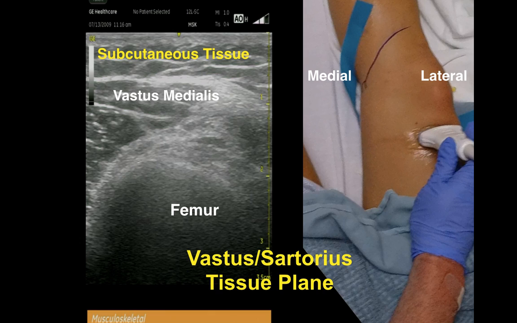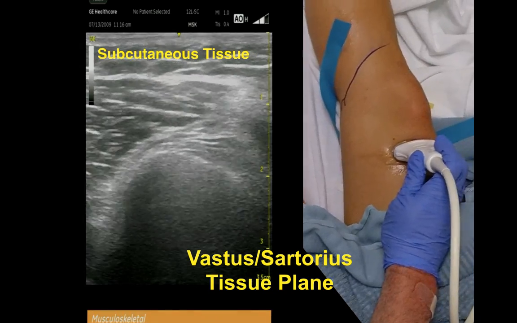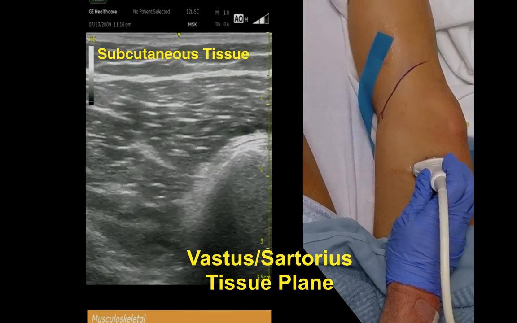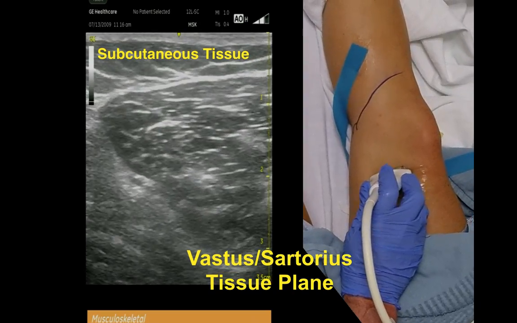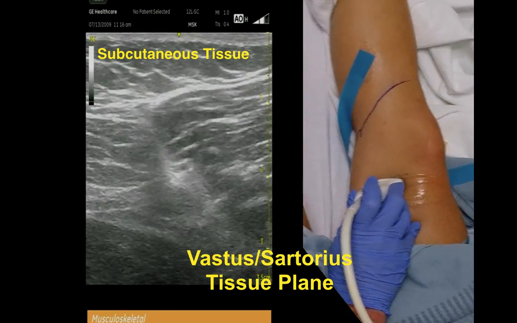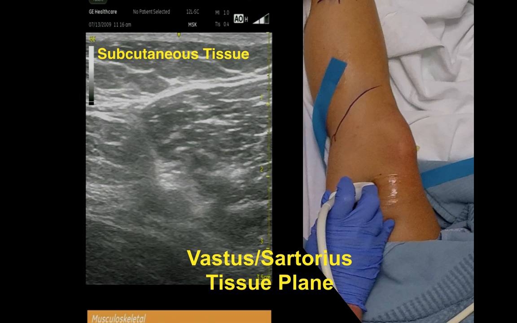This is another example of a systematic way to identify the tissue plane between the vastus medialis and the sartorius muscles. Again, this plane is important because the saphenous nerve passes through this plane to the pes anserinus. Note that the transducer is initially placed over the vastus medialis near the superior pole of the patella. As the transducer is moved medial and posterior across the thigh, a prominent fascial plane will be visible. This plane marks the border between the vastus medialis and the sartorius muscle.